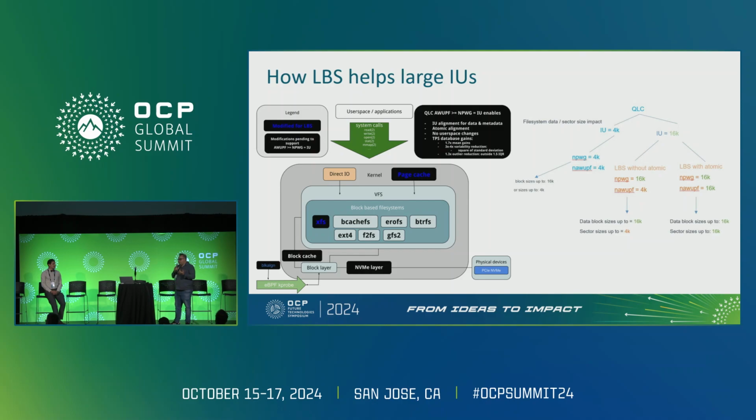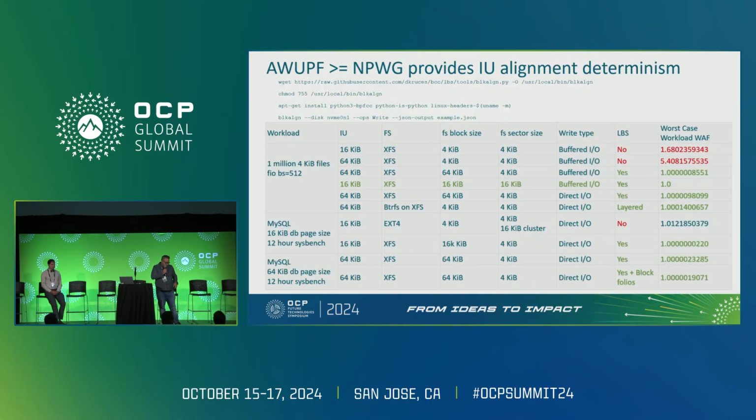Now, this begs the question, what's the actual advantage of these things? To evaluate that, we need to consider what alignment benefits LBS provides for large IU drives. You can do this with IO introspection. Now, this is a bit complicated, so I'm going to go over this a bit. We have essentially determined that a large atomic allows you to provide IU alignment determinism. We've implemented a utility called blkalign, which is an eBPF utility that allows you to do real-time IO introspection, so that you can see the histograms for IO and also the alignment.